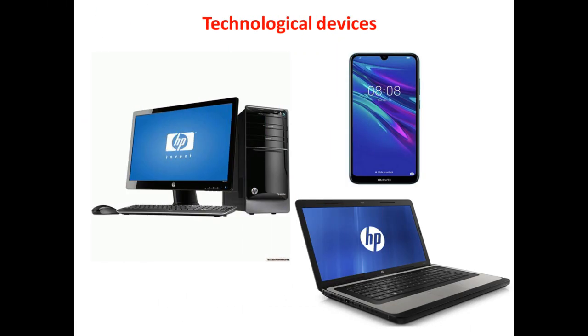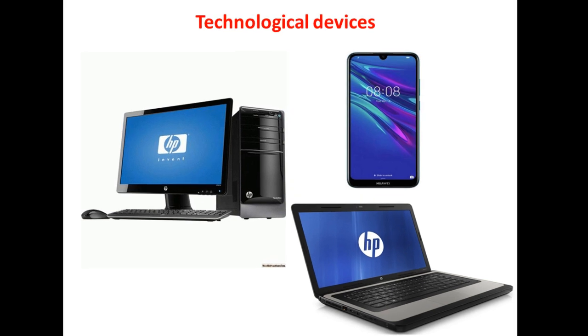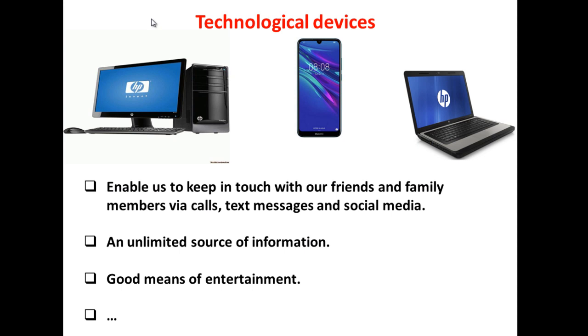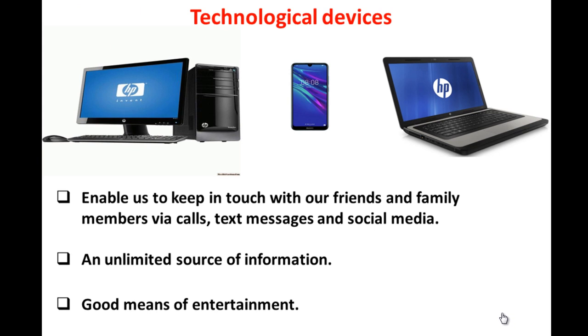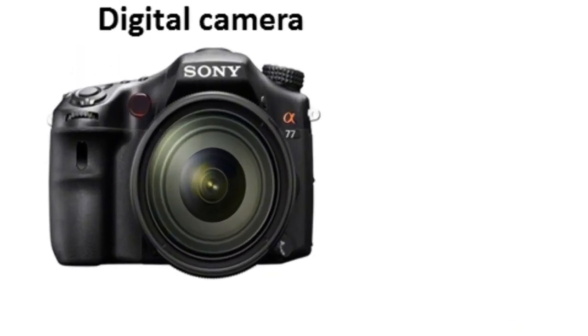Here we have 3 modern technological devices: the mobile phone, the laptop and the desktop computer. So all these technological devices have common advantages. They enable us to keep in touch with our friends and family members via calls, text messages and social media. They provide an unlimited source of information, and they are also good means of entertainment. These are other modern technological devices. This is the digital camera. It is used for taking pictures and shooting videos.